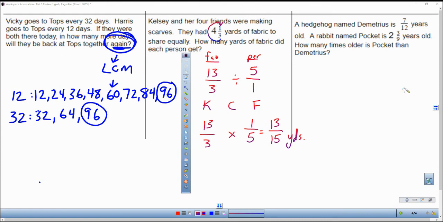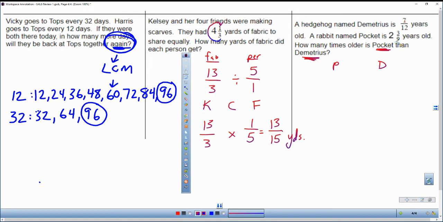All right. Last one. A hedgehog named Demetrius, great name, is 7/12 years old. A rabbit named Pocket, another amazing name, is 2 3/9 years old. How many times older is Pocket than Demetrius? So that's the order we're going to put them in. Even though Demetrius is first in the problem, it says how many times older is Pocket. The question is what we're paying attention to. Pocket goes first, then our dear friend Demetrius.